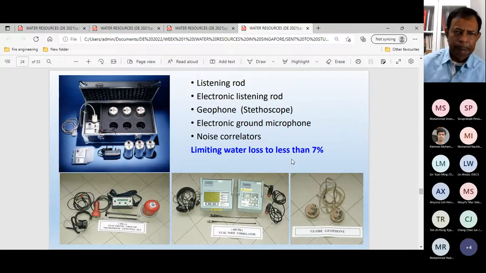You can see in Nepal also it is the same. About 30 to 45% of water is lost. So that is a major loss you will encounter when your distribution system is leaking. In Singapore, they have brought this down to 7%. This is a remarkable achievement for the PUB.